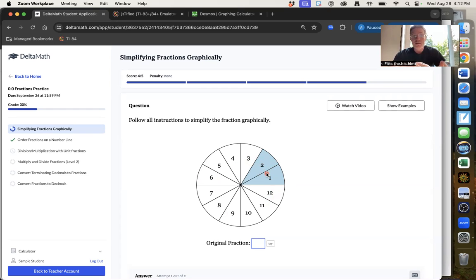Now, all a fraction is, is a number on the number line. It's represented by a ratio with a numerator and a denominator. In this case, it would be 2/12, and we're going to see some examples of that. The numerator being 2, the denominator being 12.